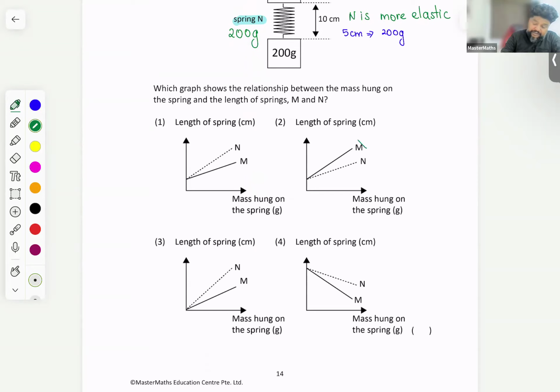Okay, so it's not this. Spring N will extend more than spring M. Okay, now why is this wrong? Why is number 3 wrong?